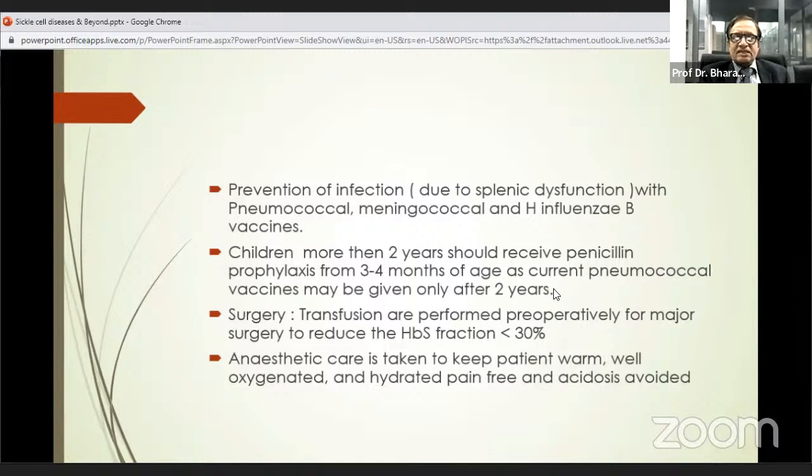For surgery, transfusions are performed pre-operatively for major surgery to reduce the hemoglobin S fraction to less than 30%. Anesthetic care is taken to keep the patient warm, well oxygenated, hydrated, and pain-free, and acidosis is avoided.